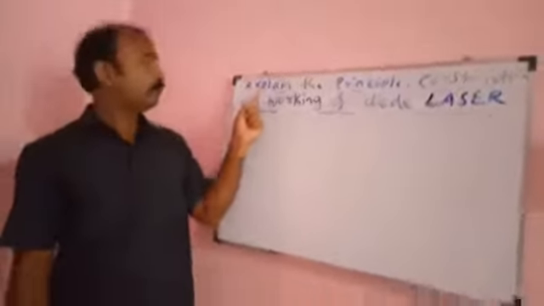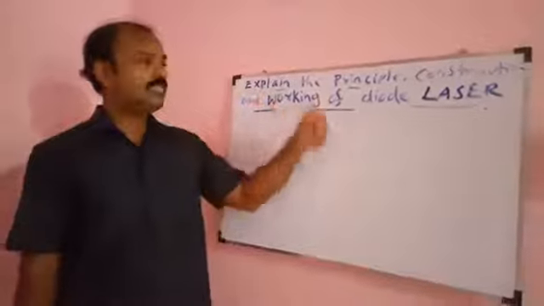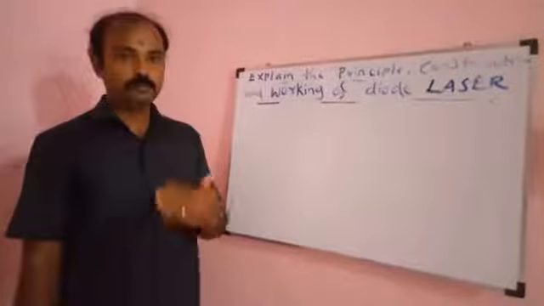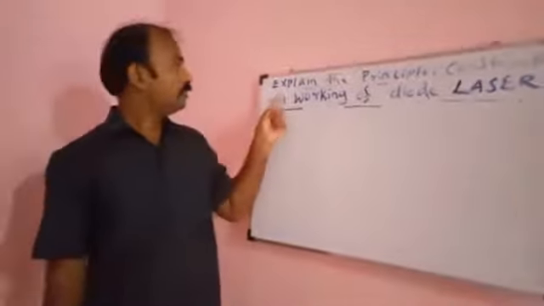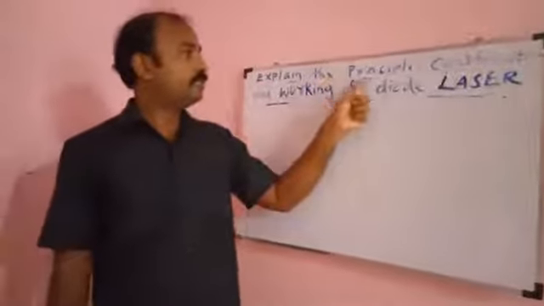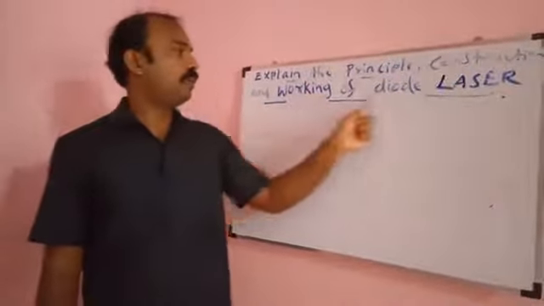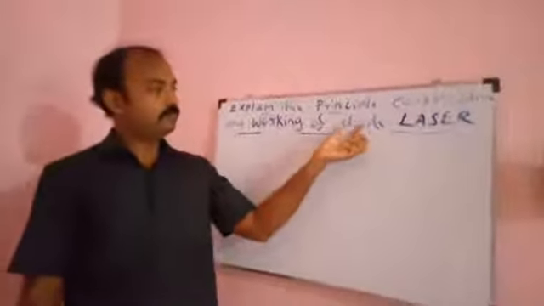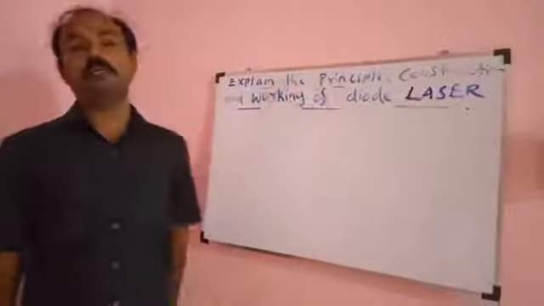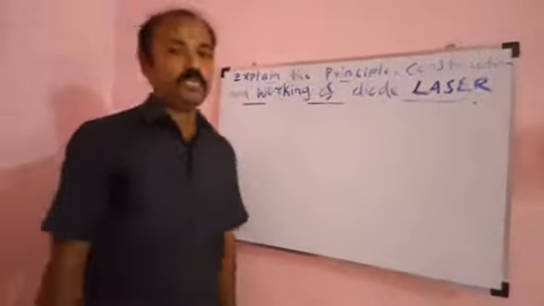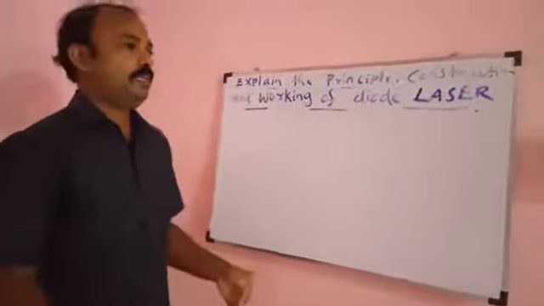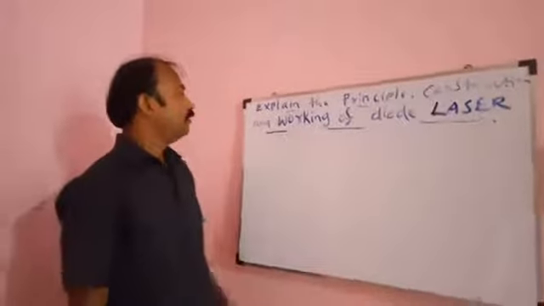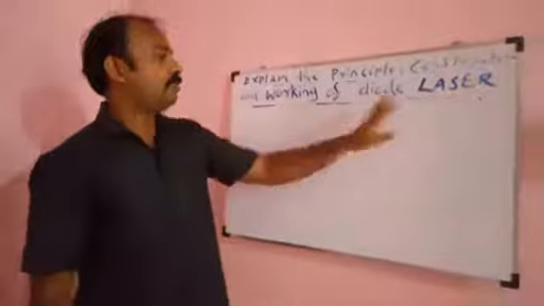Good morning. Today I am going to explain the seventh question, unit number 4, for IT students. The seventh question is: explain the principle, construction and working of diode laser. Sometimes instead of diode laser, the question is semiconductor diode laser. The semiconductor diode laser means the same question and answer. So, semiconductor diode laser, or simply diode laser.